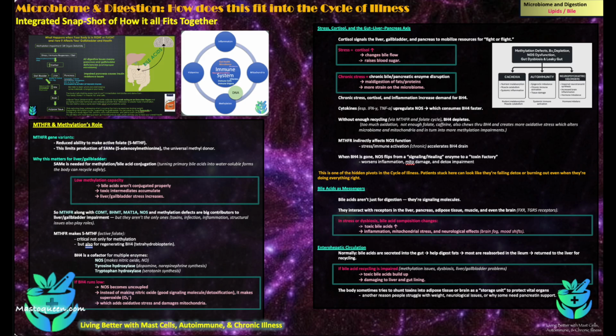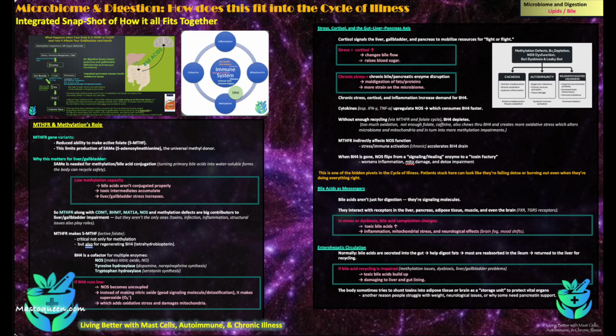Now, if your BH4 is running too low, NOS becomes uncoupled. So instead of making nitric oxide, which is a good signaling molecule and detoxifier, it makes superoxides. Like we said, this damages the body. It's oxidative stress. It also damages your mitochondria, and you need mitochondria to create energy for your body for your daily energy needs every single day. Without mitochondria, we cannot live.